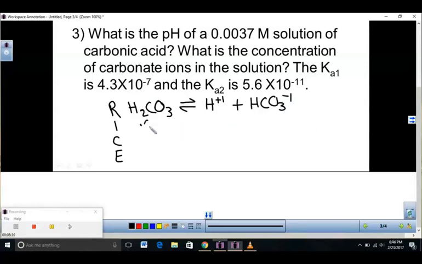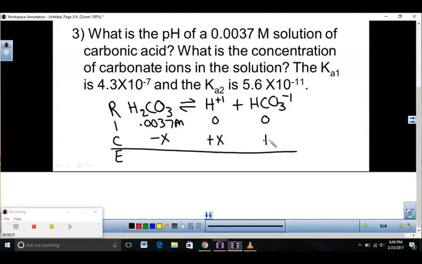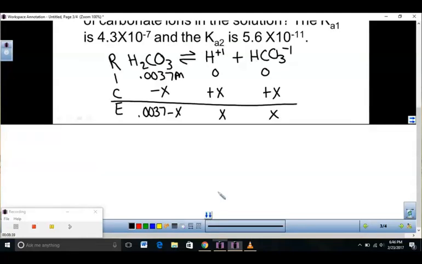We're going to start out with 0.0037 molar. This is 0, 0. This is going to be minus X. We're going to add X, add X. We get X, X. So it just looks like a normal pre-AP ICE table. That's what it looks like. So then we're going to put the products over the reactants, so you end up getting X squared over 0.0037 minus X. We're going to set that equal to something.